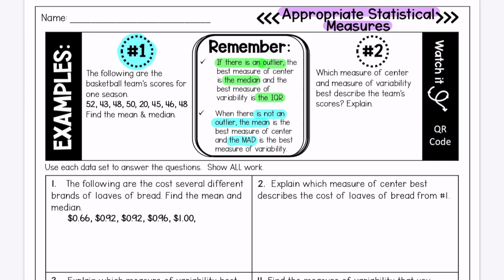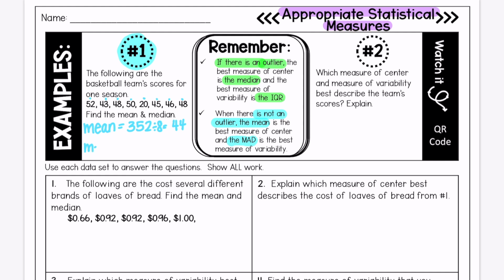Here, the following are the basketball team's scores for one season. So we have a bunch of numbers, and they want us to find the mean and the median. To find the mean, we're going to add them all up and divide by how many we have. 1, 2, 3, 4, 5, 6, 7, 8. We have 8 numbers. When I add all 8 of them up, I get 352. Divided by 8, my average is 44.